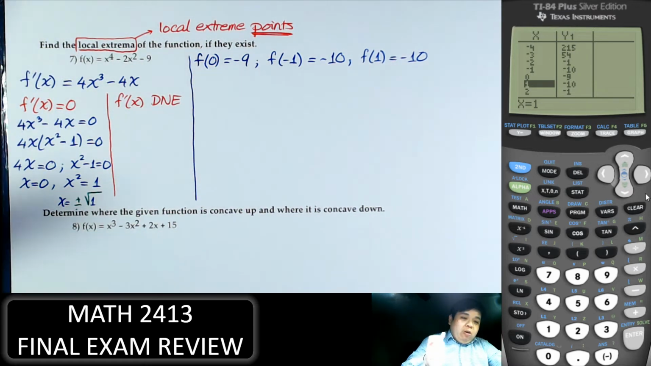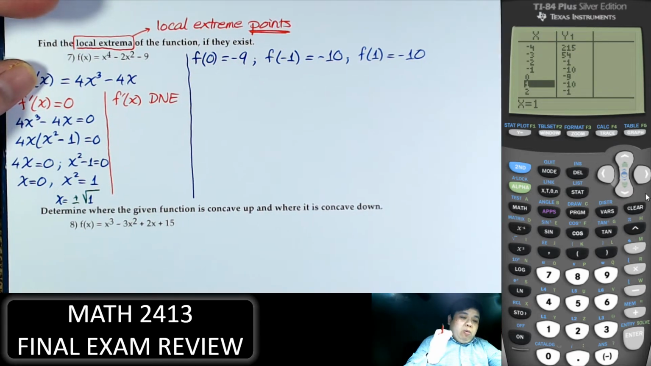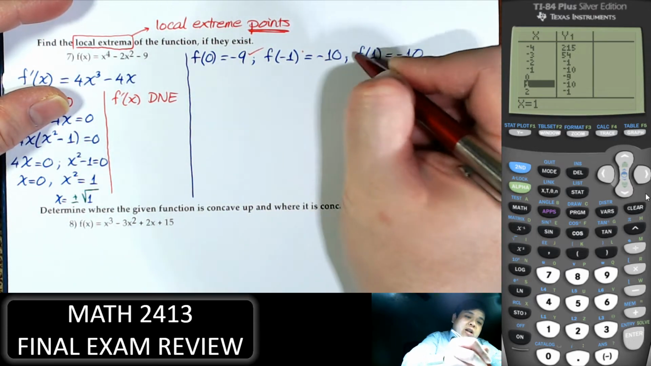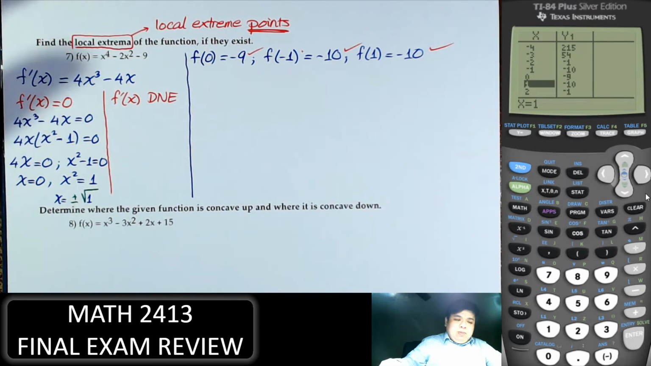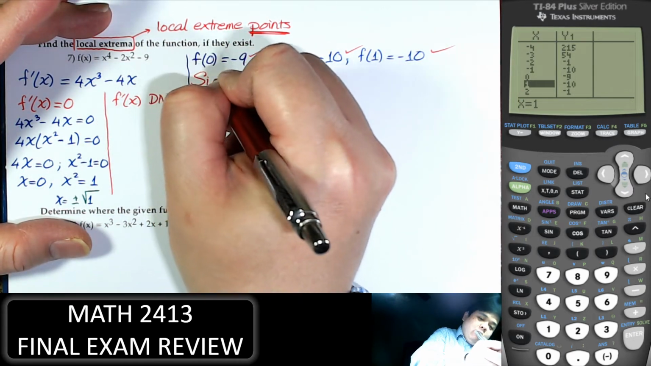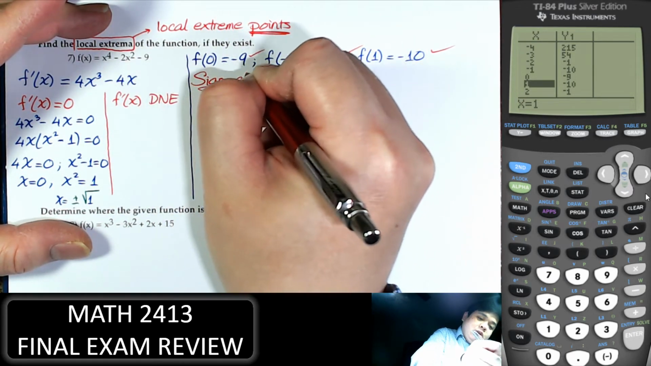So see, we look for local maximum point, local minimum point. The point has to be defined, so that's why we need to check, and all of them are defined. This one is for the local max or local min, so we don't put a table. We just use a sign chart.